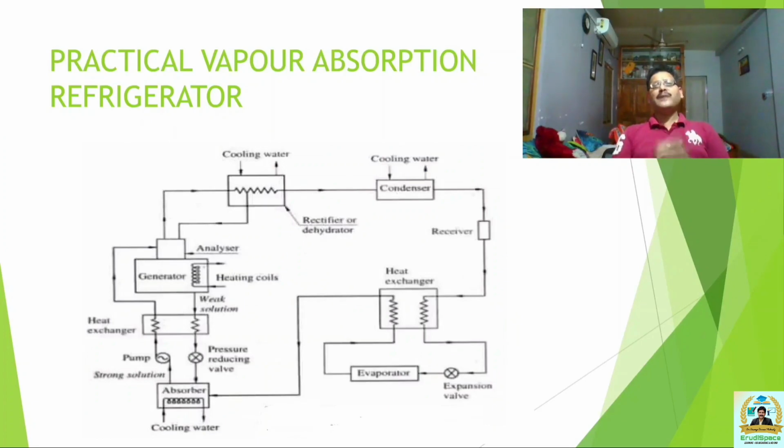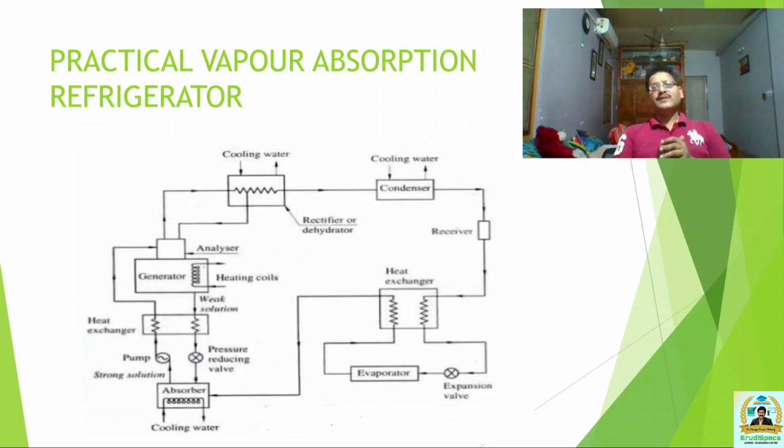Now, we'll discuss the practical Vapour Absorption Refrigeration System. In the simple system, we presume that heating of the Aqua-Ammonia solution results in evaporation of ammonia. But in actual applications, it is observed that some amount of water also evaporates with the ammonia. And if the water particles are allowed to enter the condenser and other parts, they may choke or clog the pipeline. For that, two additional components called your analyzer and rectifier are provided.